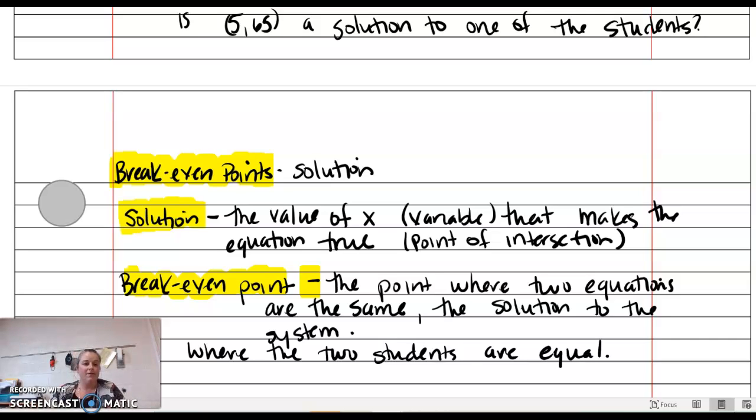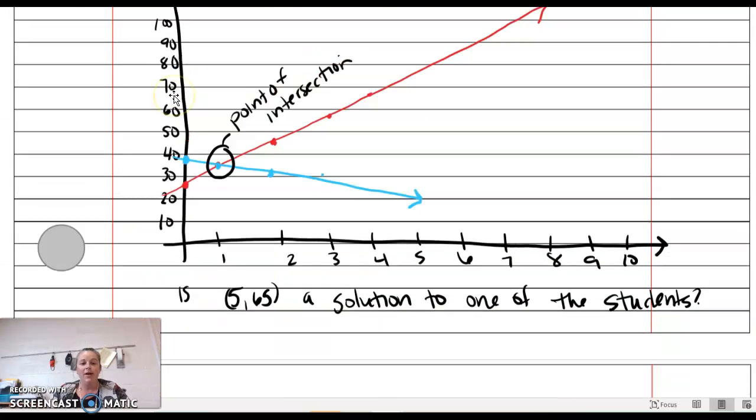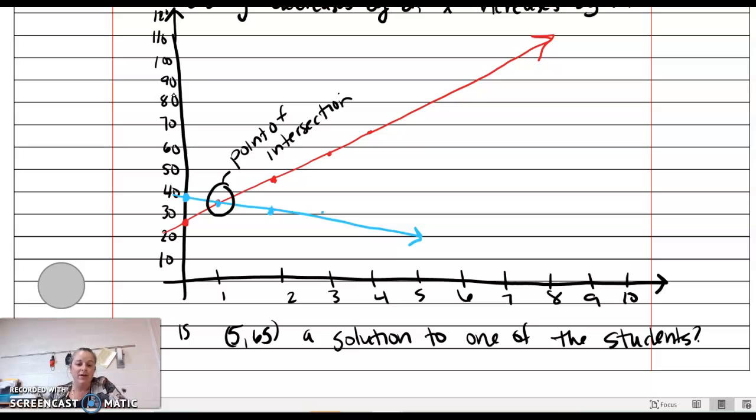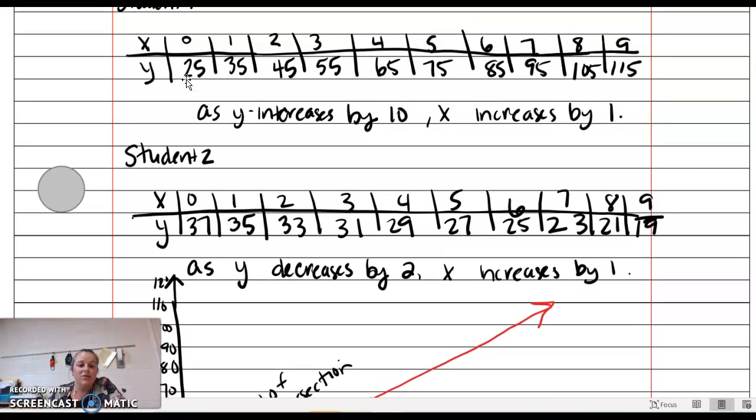All right, I'm going to stop here for right now, and then we'll get into solving equations and what kind of solutions we might get without graphing or without finding the table. But if we take a look at this, the point of intersection where these two graphs are the same is at this point right here. And this point is at 1, 35, it looks like. And if you look at your table, both of these students at 1, they have 35.